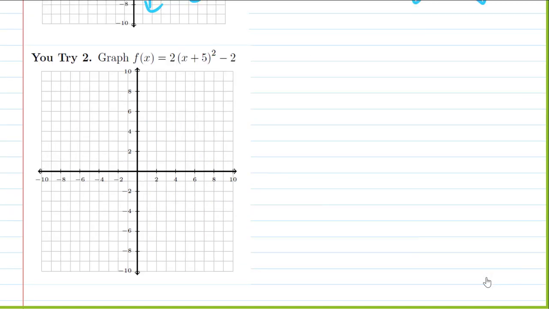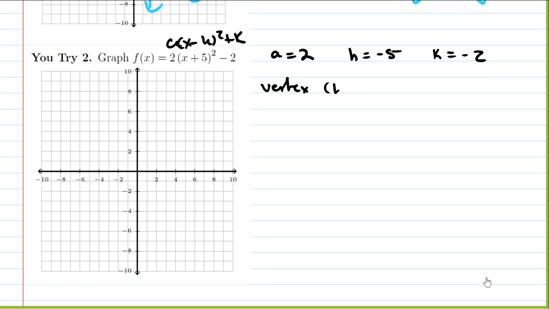All right, so we want to graph this, so we identify our a times x minus h squared plus k. So our a value is going to be 2, our h value is going to be negative 5, and our k value is going to be negative 2. So then our vertex is located at h comma k. So it's going to be at negative 5 and negative 2.